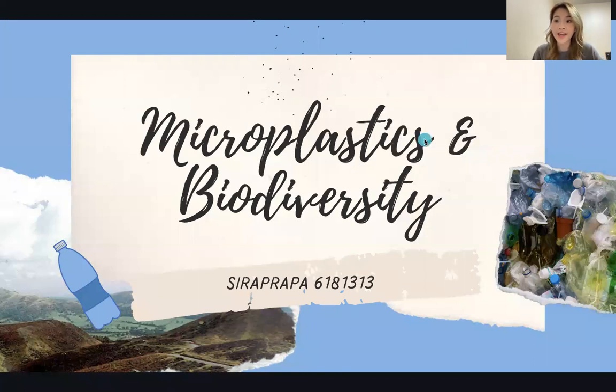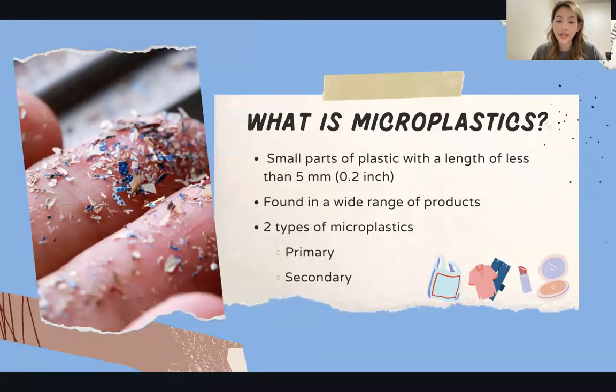I'm Sigapapa, and today I'm going to talk about microplastic and biodiversity. To begin with, let's look at the definition of microplastic. Microplastic are small parts of plastic with a length of less than 5 millimeters that are found in a wide range of products. There are two types of microplastic, which are primary and secondary microplastic.